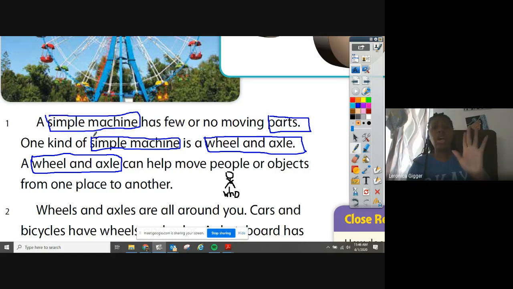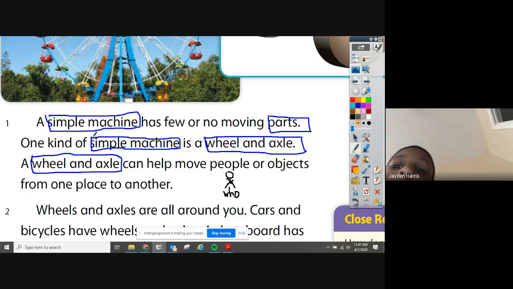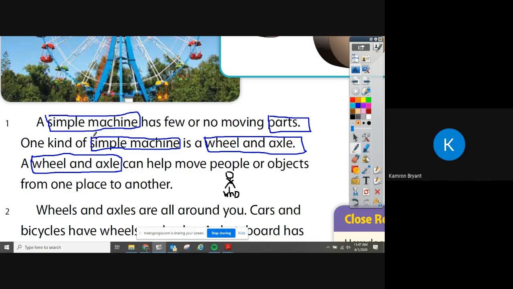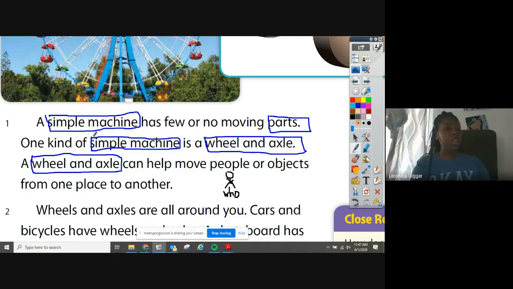Who, what, when? Do we get any words that tell us when something is happening? A date, a time of day, a time of year, a season. Is there anything that tells us when? No. Nope, we don't have any when words, all right?